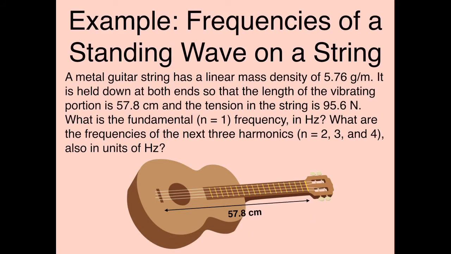So let's do an example then. Let's do an example where we calculate the frequencies of a standing wave on a string. So we have a metal guitar string that has a linear mass density of 5.76 grams per meter. It's held down at both ends so that the length of the vibrating portion is 57.8 centimeters and the tension in the string is 95.6 newtons. What is the fundamental frequency, n equals 1, in hertz? What are the frequencies of the next three harmonics? That would be n equals 2, n equals 3, and n equals 4, also in hertz. So let's work this out.